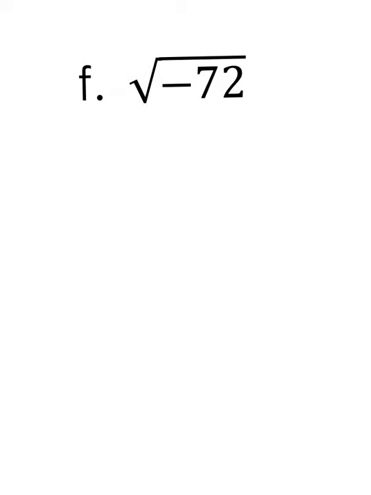F is kind of similar but a little different. So the square root of negative 72. If you type in the square root of 72, your calculator is going to give you a decimal answer. All right, and we don't want decimal answers. So we need to think of our perfect squares. In other words, your perfect squares are 1 squared, 2 squared, 3 squared, 4 squared, 5 squared, 6 squared, and so on. So what is a perfect square that goes into 72?